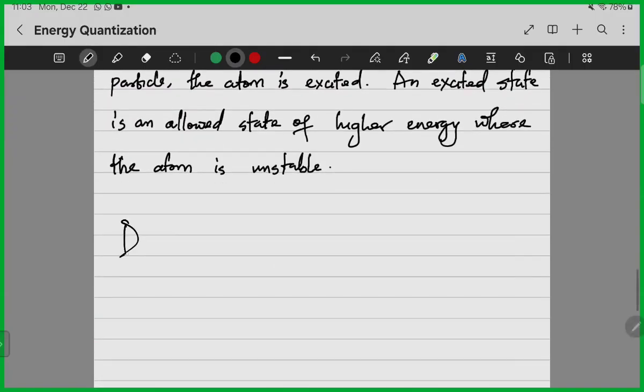So let me establish that during excitation, the electron moves from a lower to a higher energy level.